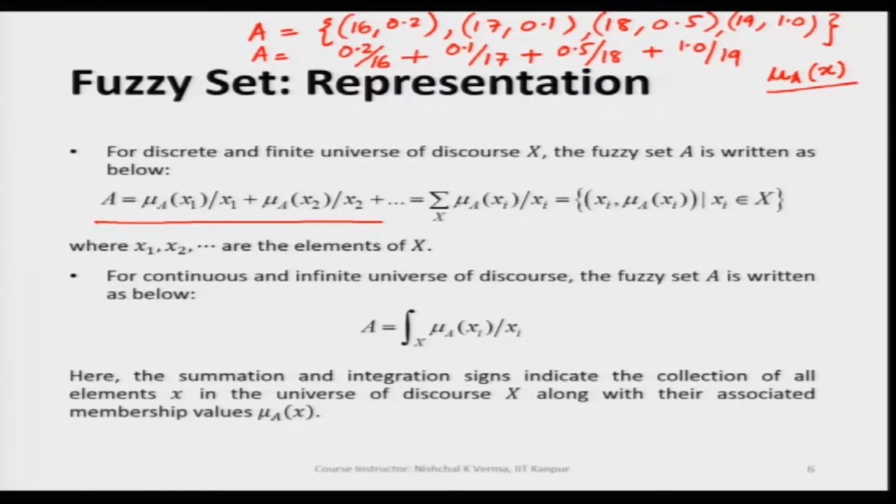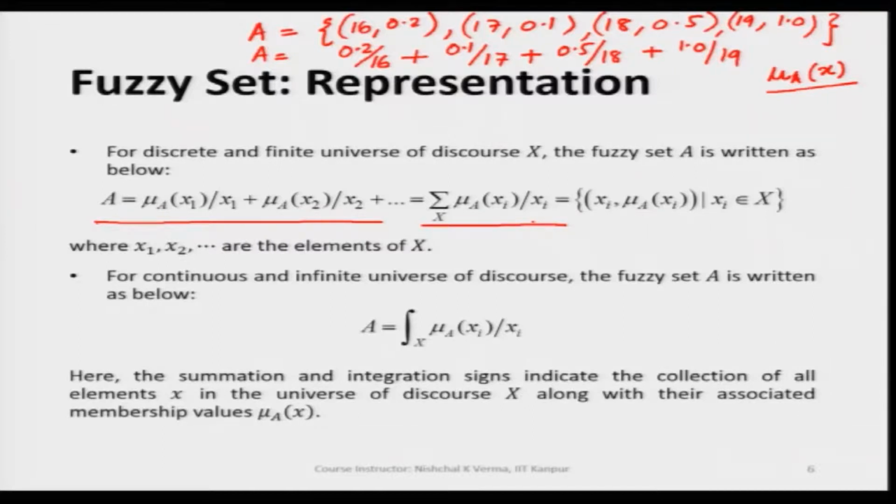If you add these values together, this will not be a fuzzy set. So, this will be a wrong thing. Please do not add this. You leave these plus signs as they are. And please understand, this is another way of writing the same thing.